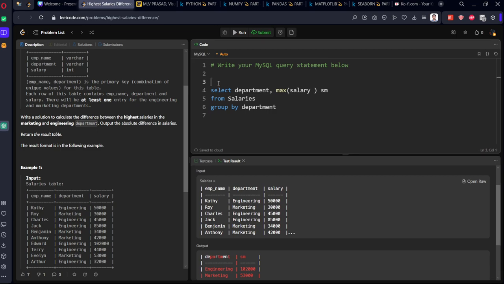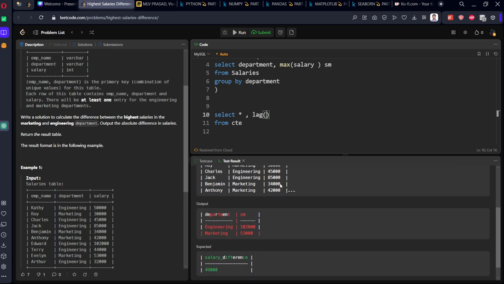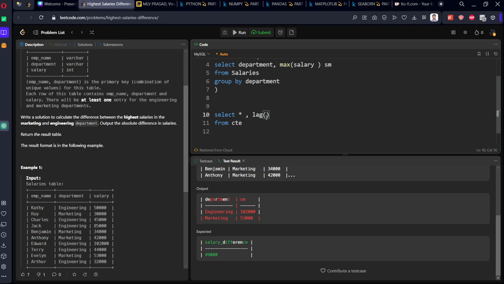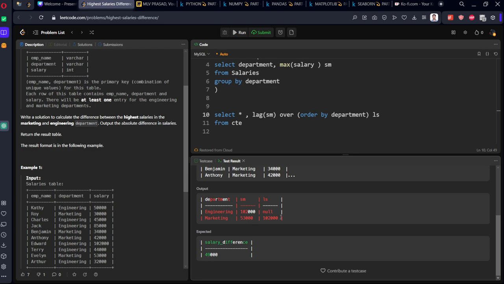Let's create a lag and lead. We can directly write here with CTE. Now from CTE, select everything, comma, lag, what is the value you're getting, a lag. Or any other way is there? I don't find any other way. Okay, let's create lag, SM over order by department. Let's call it as LS. Okay, clearly you can see 53,000 and something it is there.